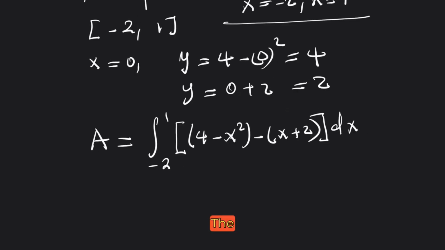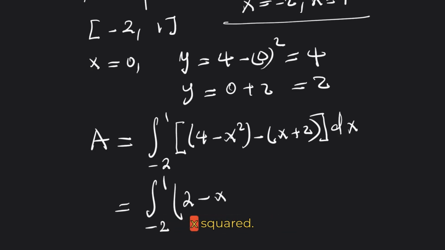The next thing is just to write this integral. So we have the integral from negative 2 to 1 of (4 minus x squared) minus (x plus 2). And when you simplify the inner function, or what is in the parentheses, we get 2 minus x minus x squared.